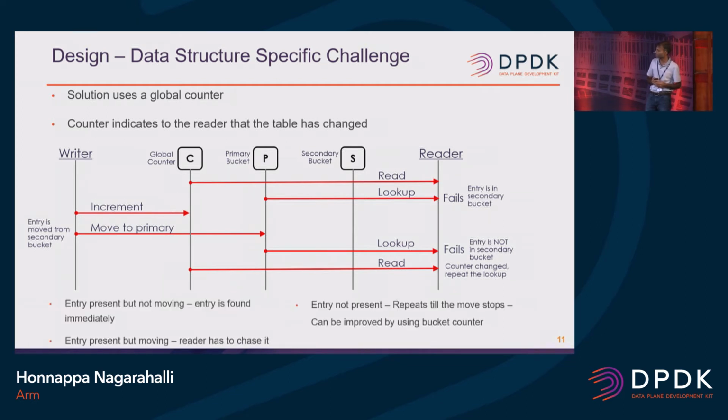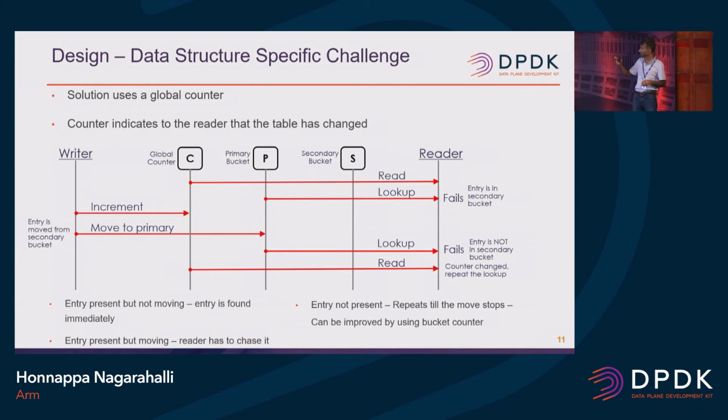A couple of points on this algorithm. If the entry was present, but it was not moving, then there is no overhead. The lookup will be successful in the first attempt. If the entry is present, but it's moving, then you've got to chase that entry. The global counter helps it understand that, yes, the entry moved, and you go back and do the lookup again. If the entry is not present, you are looking up an entry which is not there in the table at all. It was not added to the table.